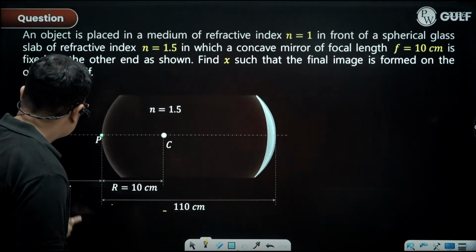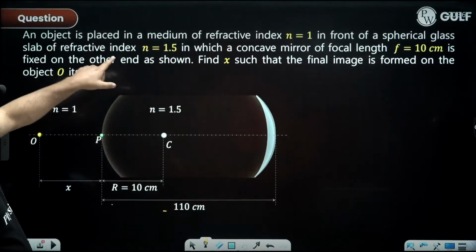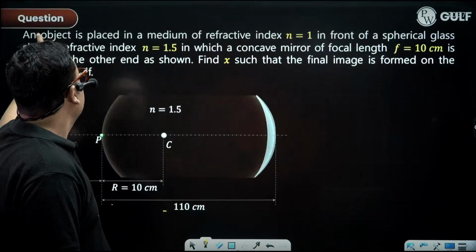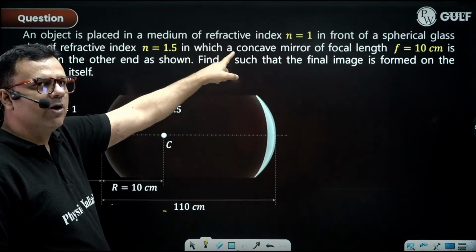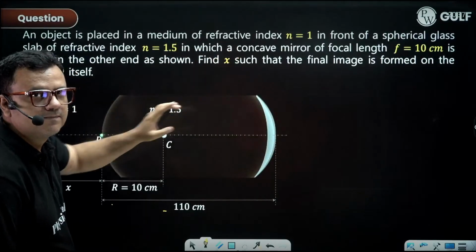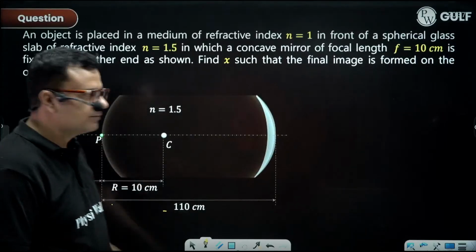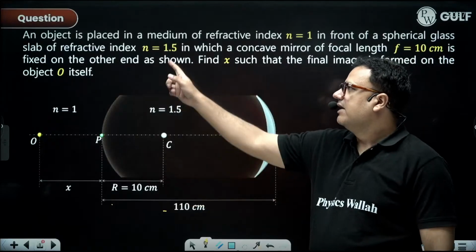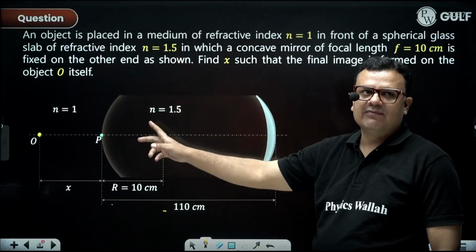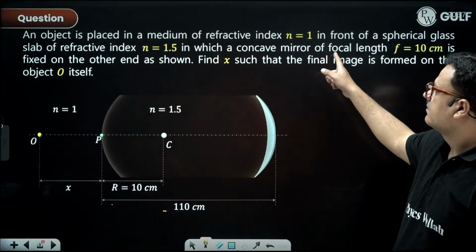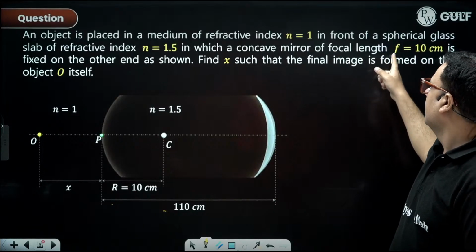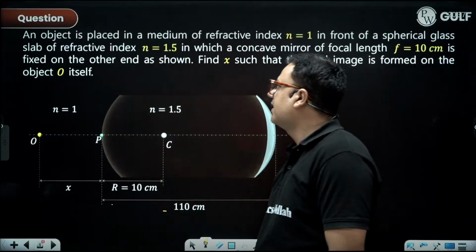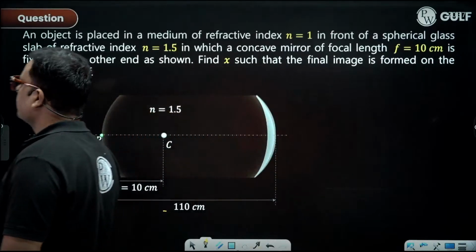Please read the question like I did in classroom. An object is placed in a medium of refractive index n equal to 1, in front of a spherical glass slab. The refractive index of the glass slab is 1.5. A concave mirror of focal length 10 centimeter is fixed on the other end. Find the x value.